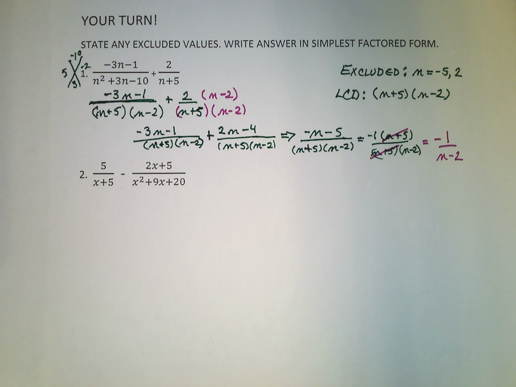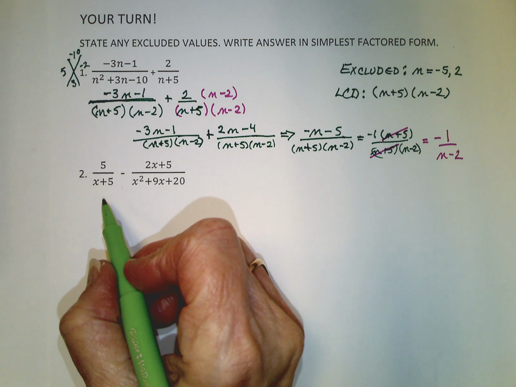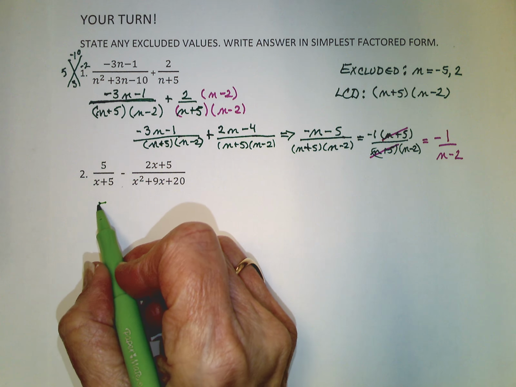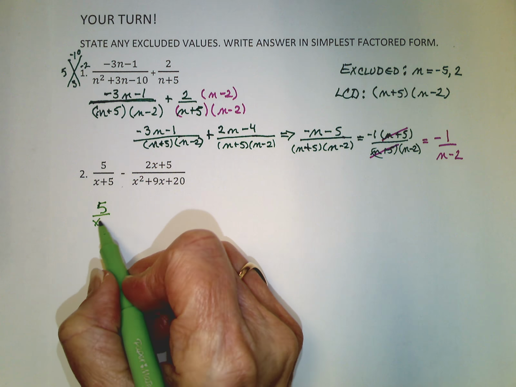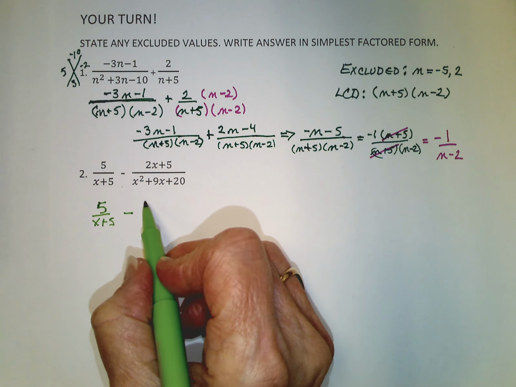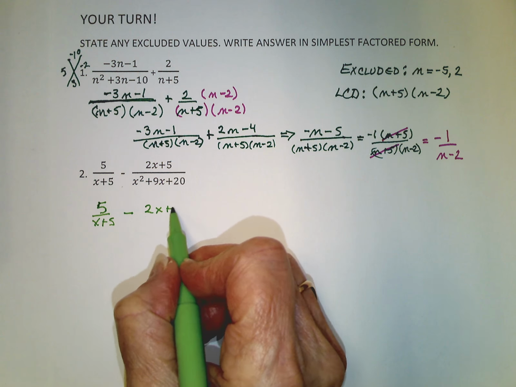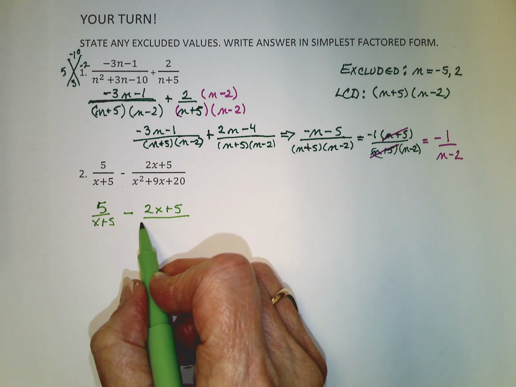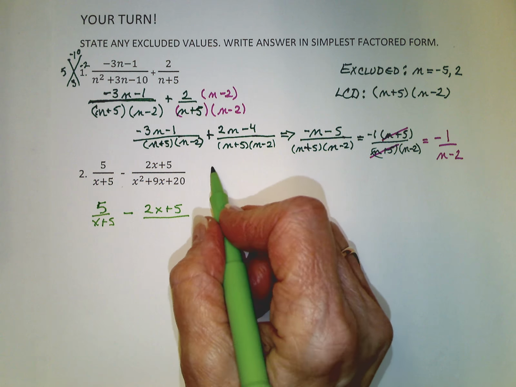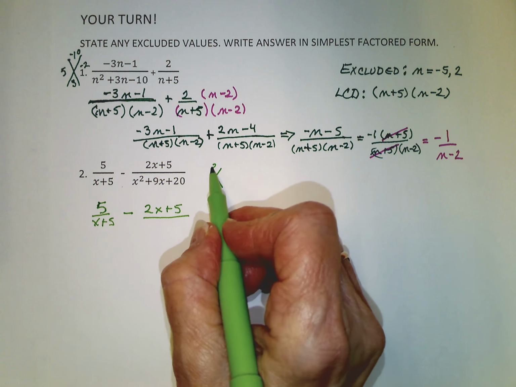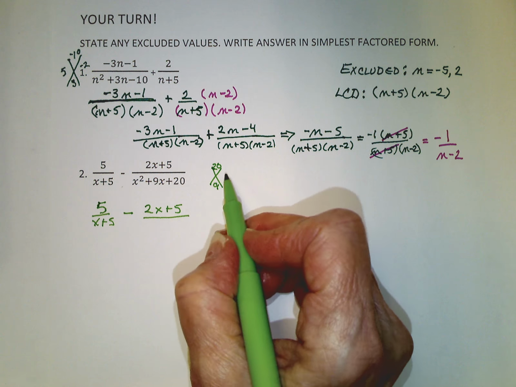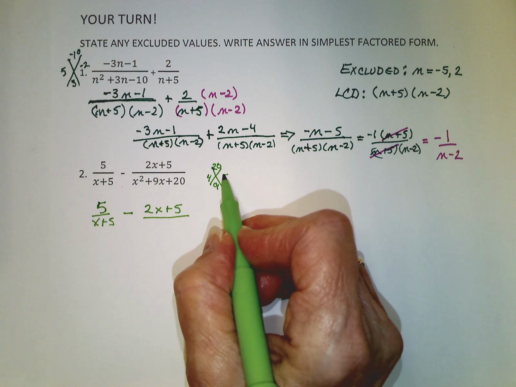So the next one. We just have to be wary of the fact that there is subtraction in this. And we have to be more careful with subtraction than we do with addition. Maybe, I'm hoping, we can factor this denominator. We would need two numbers that multiply out to 20 and add up to 9. Well, that's looking like 4 and 5.